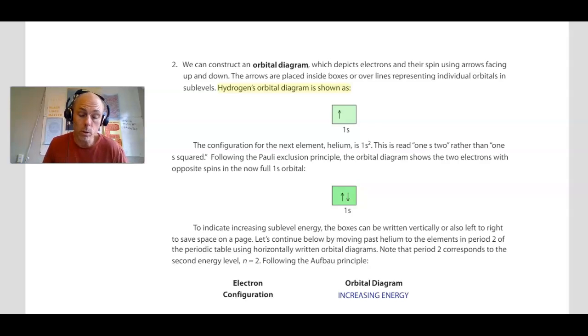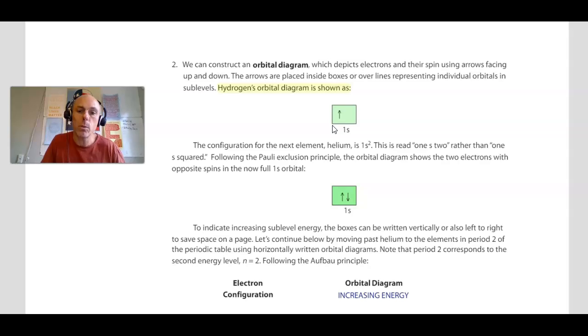We know hydrogen's 1 electron goes in the first energy level, and there is an s sublevel in that first energy level, and an s sublevel only contains 1 orbital. This box represents an orbital. Whenever we do orbital diagrams, a box represents an orbital. And this is the 1s orbital, because that's where hydrogen's electron goes.